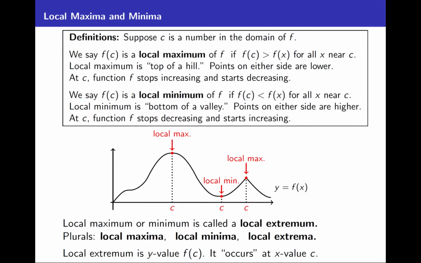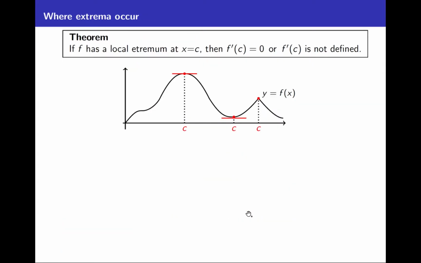So we will be concerned with finding the local max and local min of functions in today's lecture. When you think about doing that, one of the first questions you should ask is, where do these local extrema occur? There's a theorem that answers that question, and it's this.